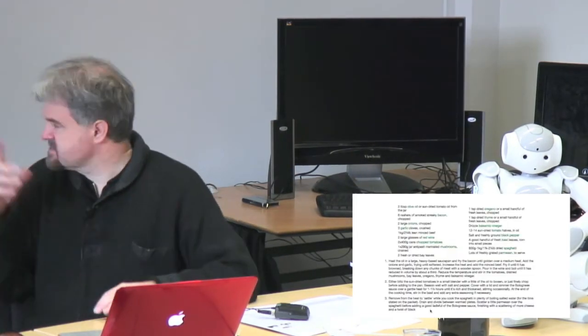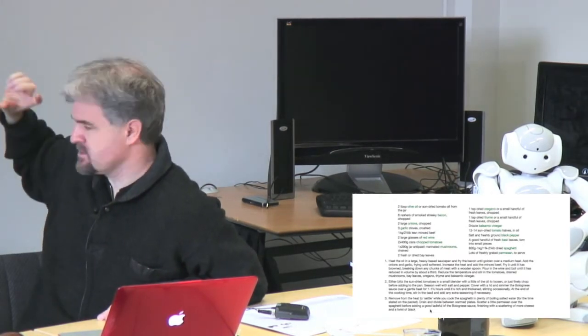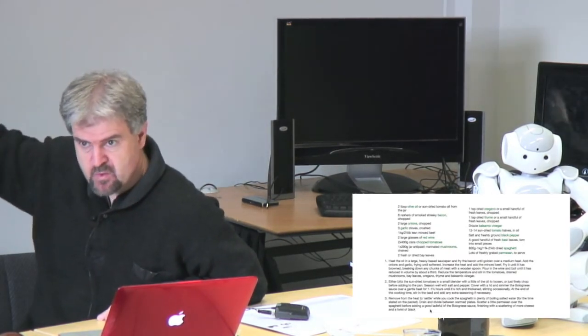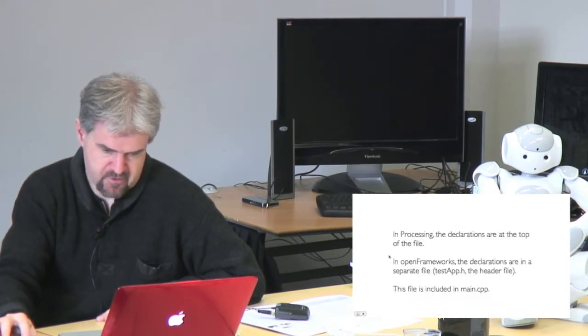Okay. So this is a recipe, and so of course when you make a recipe, you've got to separate between your ingredients and your method for doing that. And that's pretty much what Open Frameworks does, it basically has a separation between data types and variables and directions or algorithms. So in the test app.h, it's a header file, and here you're supposed to put all your variables, and here you're supposed to put the definitions for the functions that the variables use.